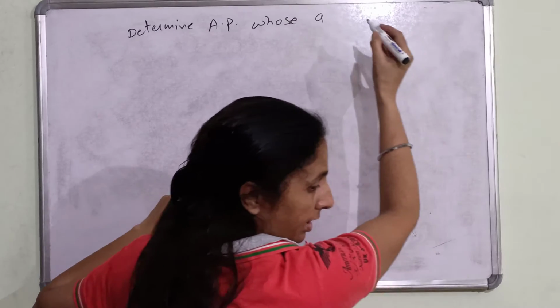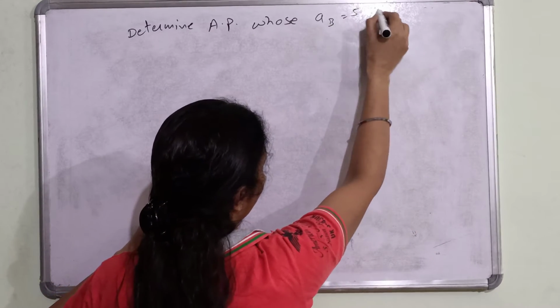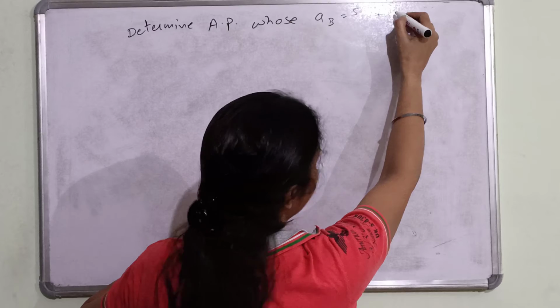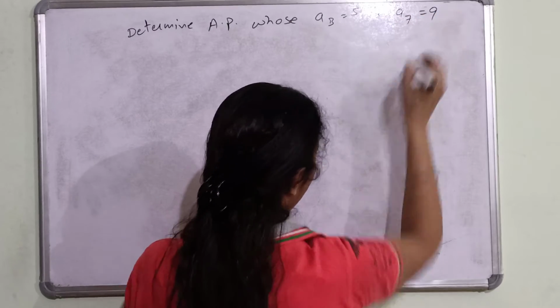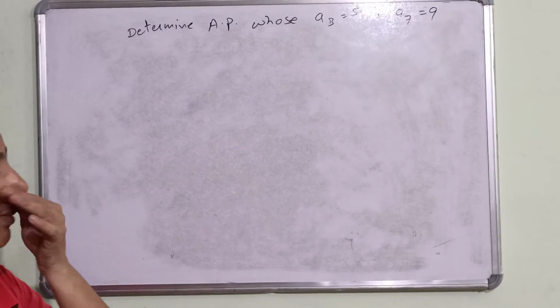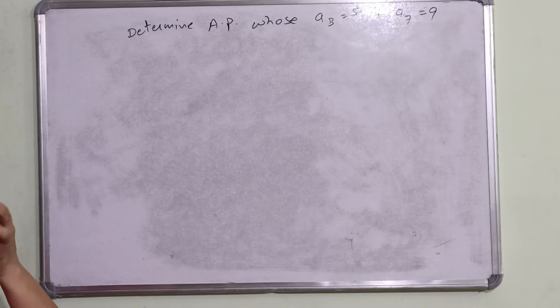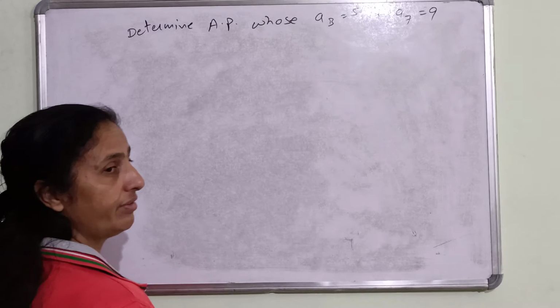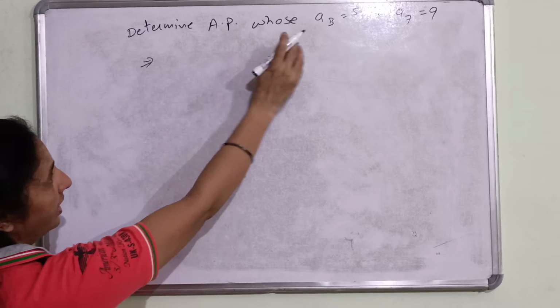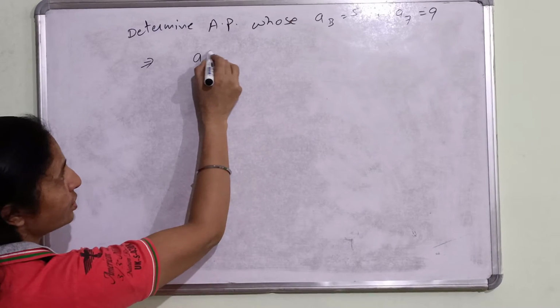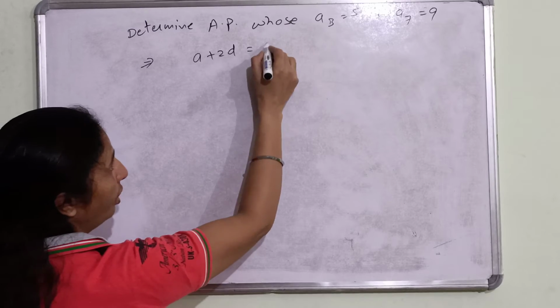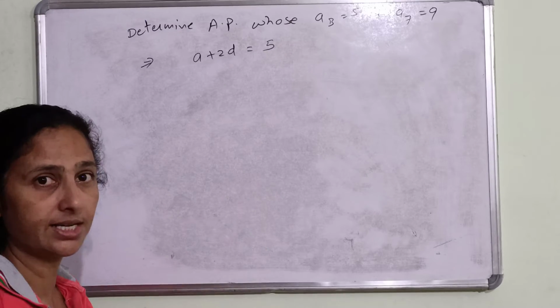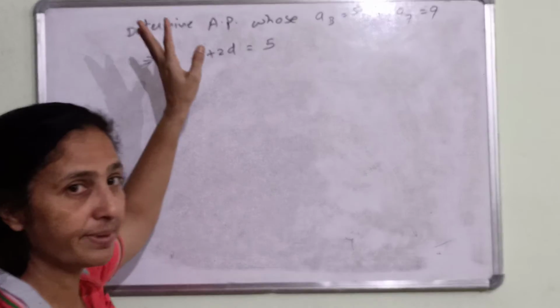third term is 5 and seventh term is 9, right? We are given the third term and the seventh term of an AP, and we have to find the series, that is, find the AP. So how will we do it? Now we have the third term. The third term means a plus 2d. As I already told you in my previous video, this is how we can find the series.